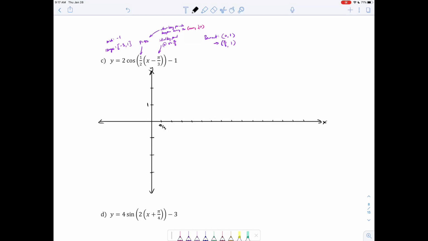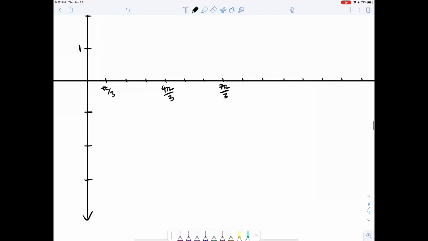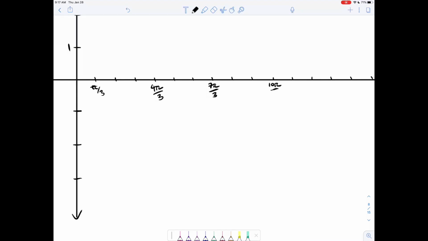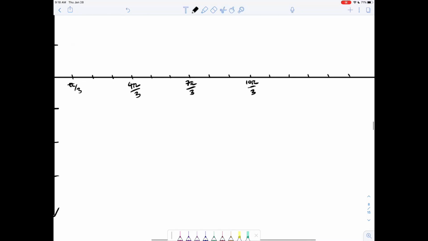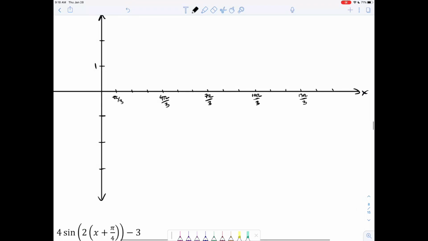Where is my next point going to go? It's going to go a whole pi after that, which is 3 pi over 3s. So 1, 2, 3 pi over 3s is there after my initial point. So there's 4 pi over 3. And another 3 pi over 3s after that will be my next key point. And another 3 pi over 3s after that will be my next key point. And I can keep going in that fashion. And that's all. I don't have room for the rest.